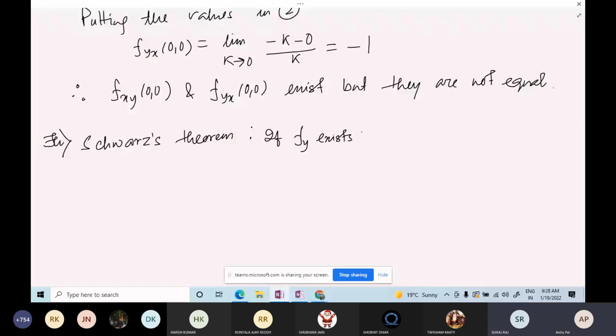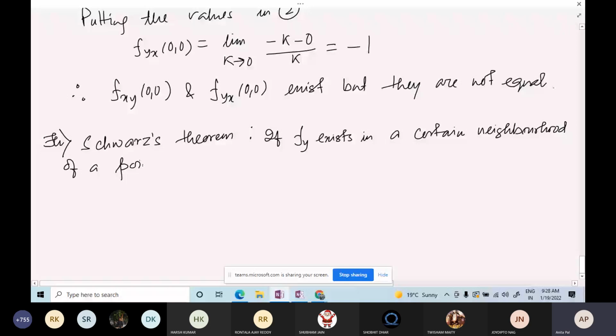Please mute yourself. All of you, please mute yourself. If f_y exists in a certain neighborhood of a point, yesterday only I have explained what is neighborhood of a point, of the domain of definition.